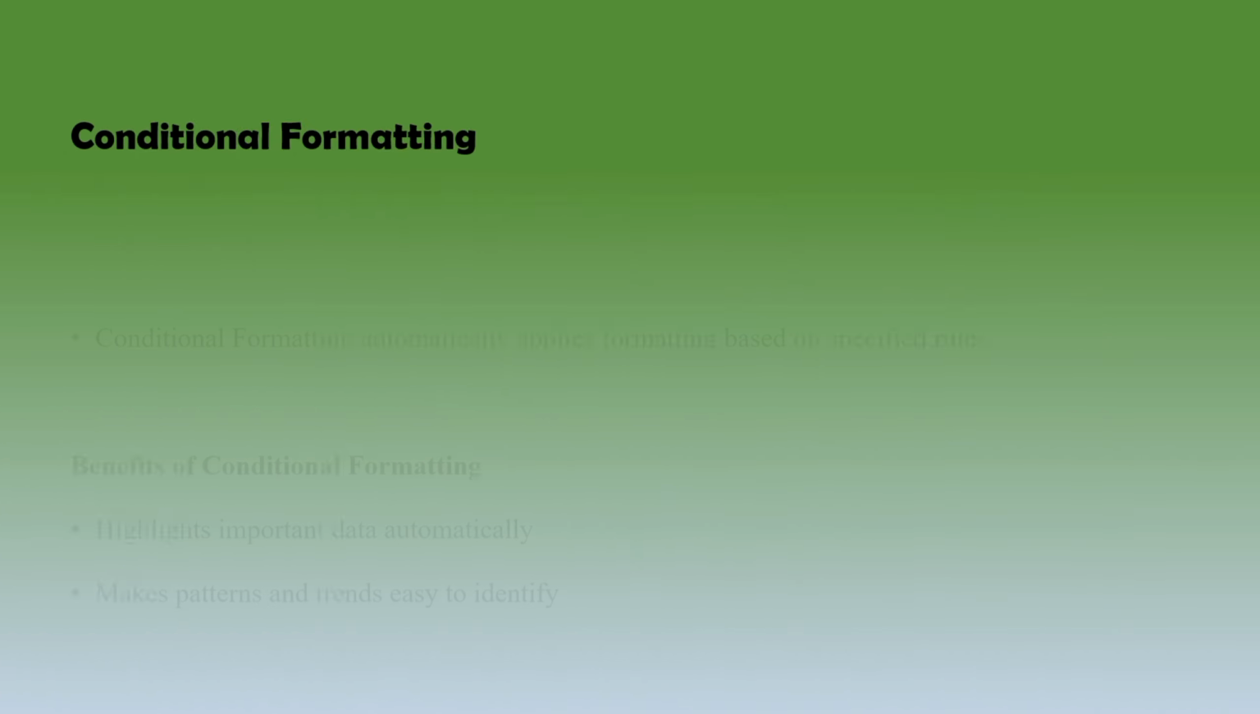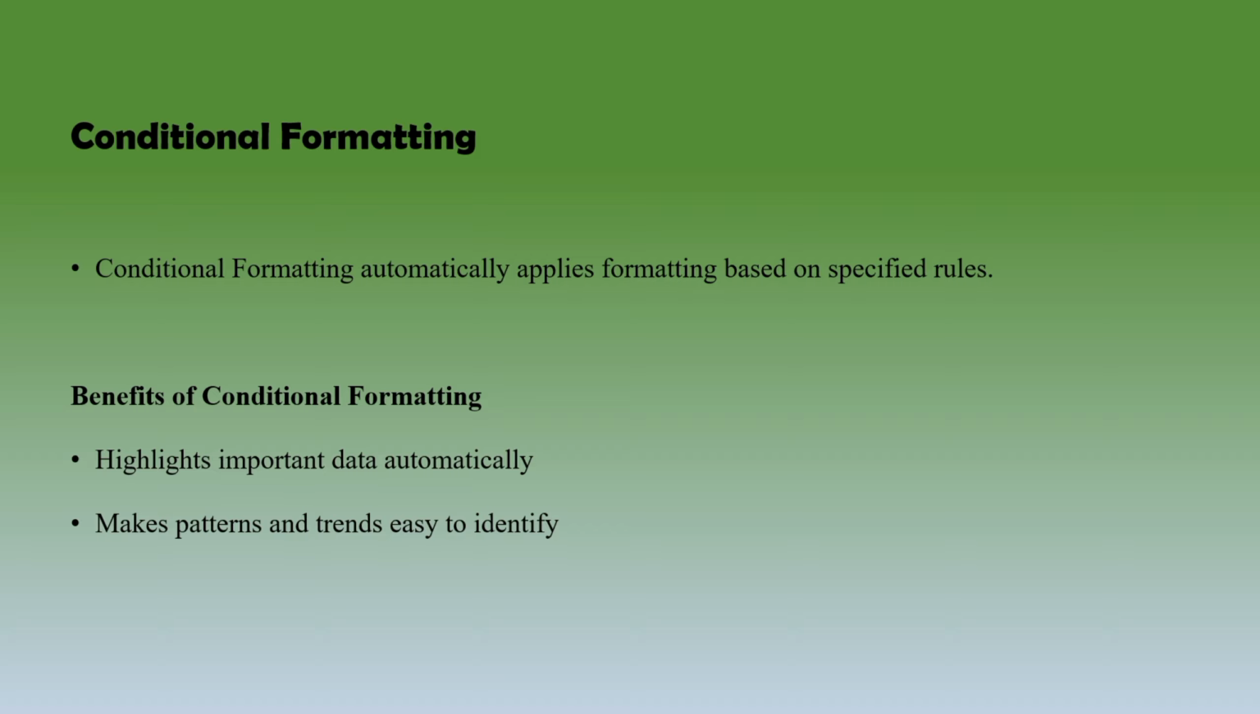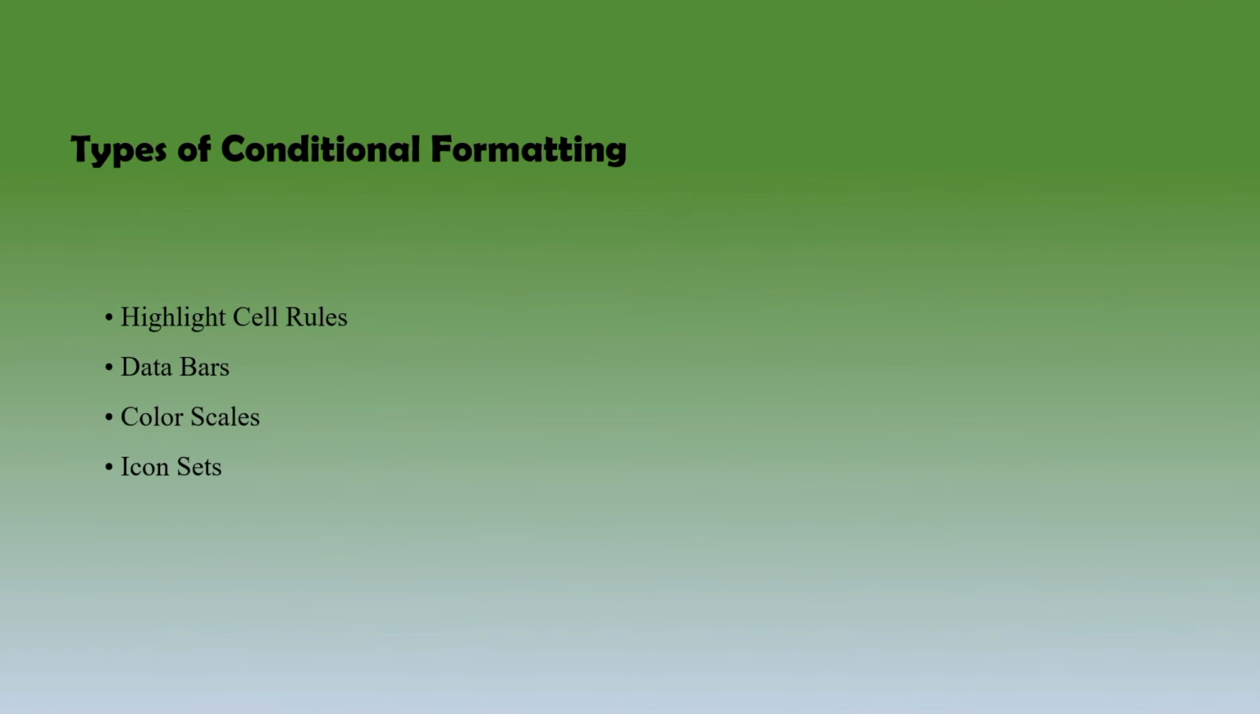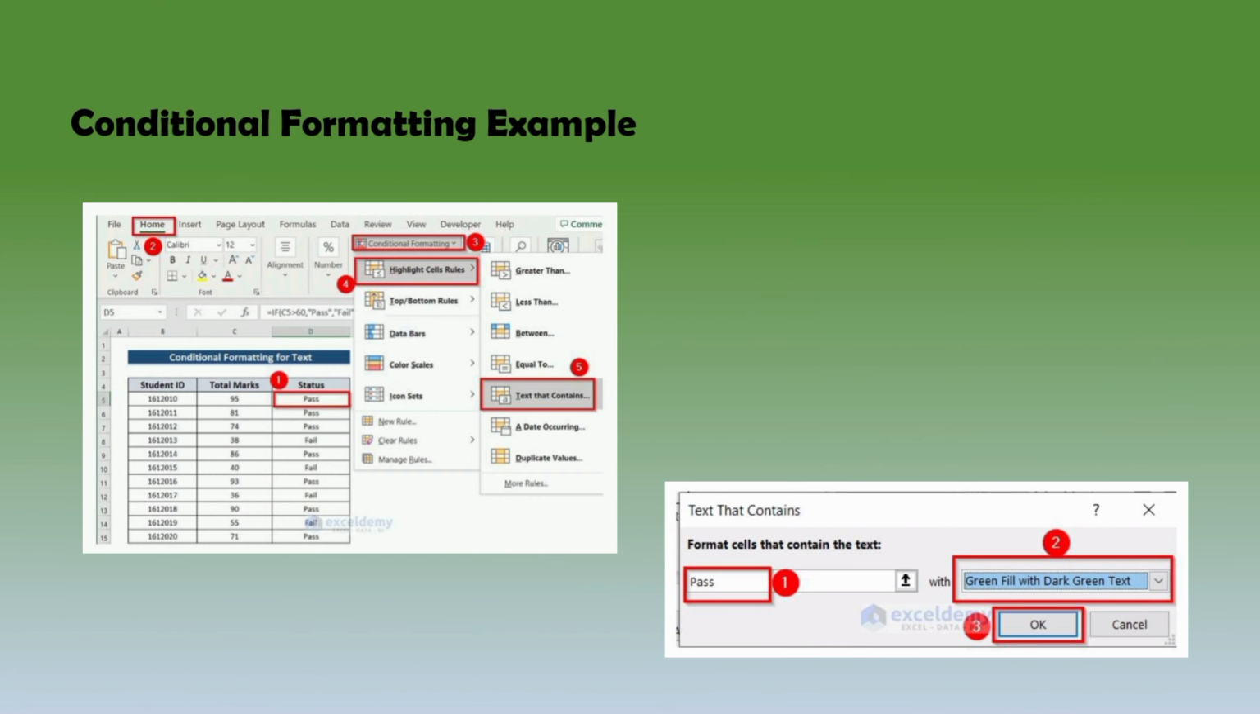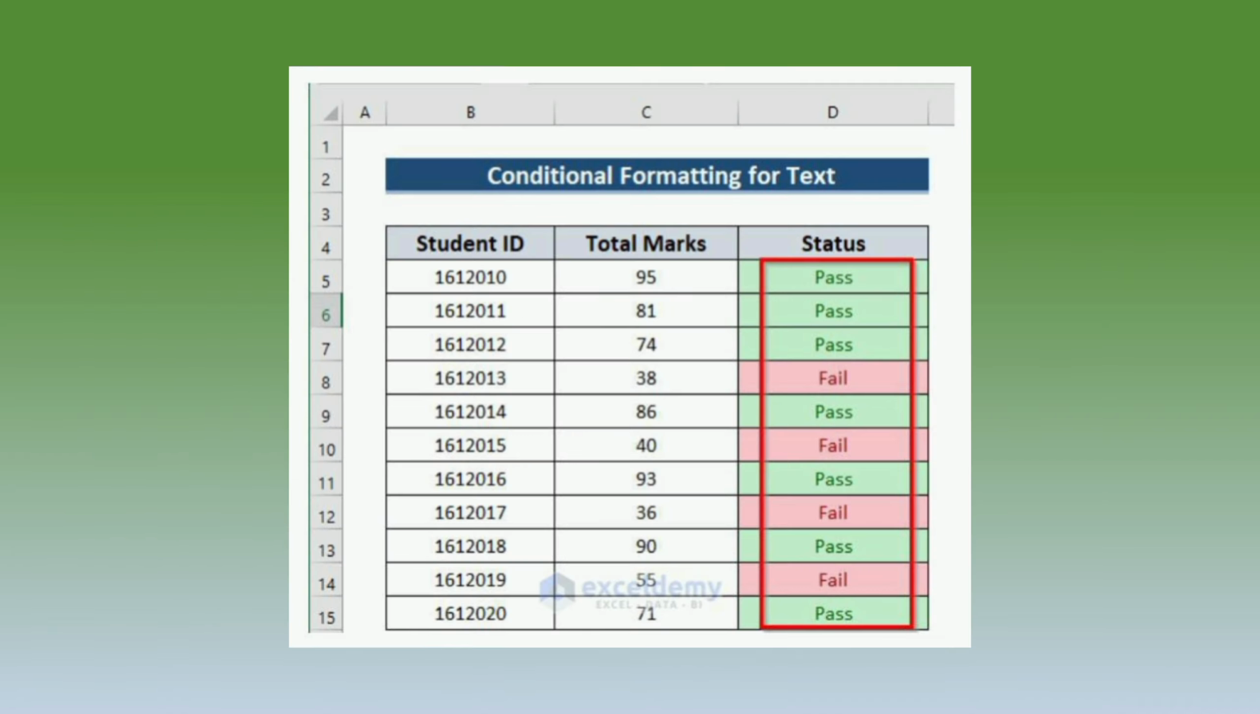Conditional formatting automatically applies formatting to cells based on certain conditions or rules. It helps highlight important data automatically and makes trends and patterns easy to identify. Excel provides different types of conditional formatting such as highlight cell rules, data bars, color scales, and icon sets. In this example, marks greater than 80 are highlighted in green and marks less than 35 are highlighted in red.